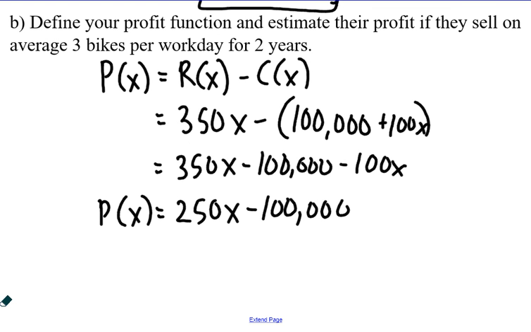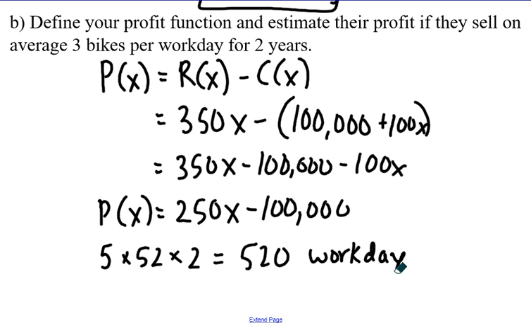Now the question is, what would their profit be if they sell 3 bikes per workday for 2 years? To estimate workdays, we're not going to take into account holidays, so this will be a little bit of an overestimate, but that's okay. We know that there's 5 workdays every single week, and there's 52 weeks in a year, and then we'll do 2 years. So 5 times 52 times 2 would be 520 work days. And they said that they sold 3 bikes for every workday. So if I take that and times by 3, that'd be 1,560 bikes.